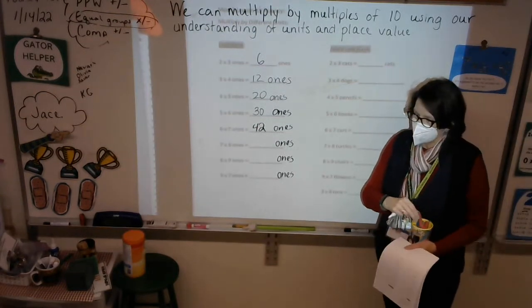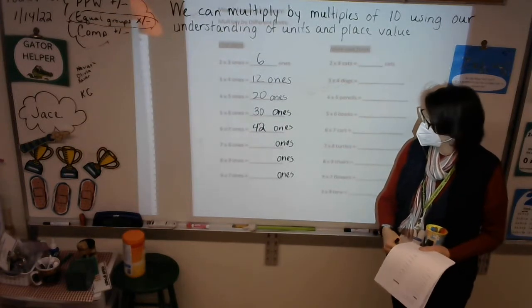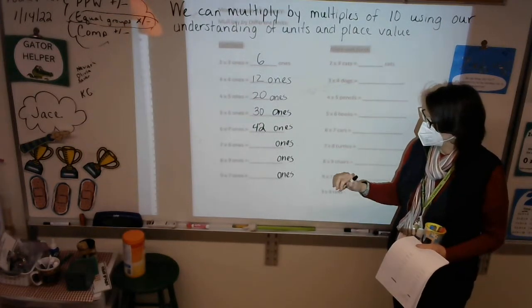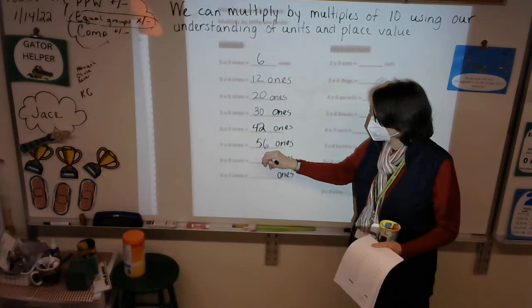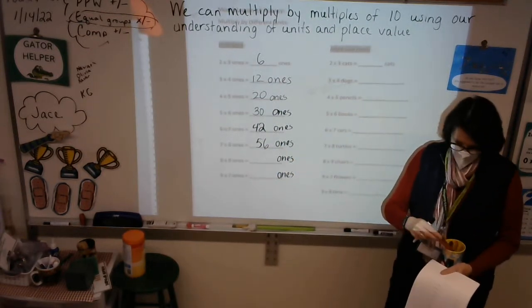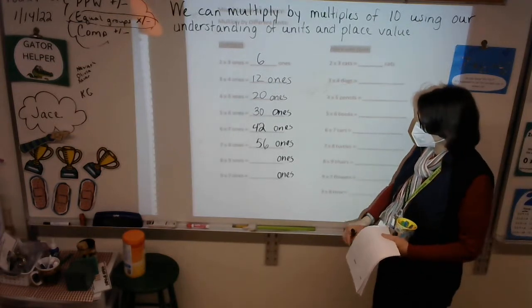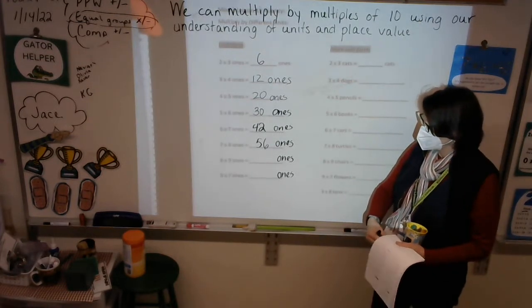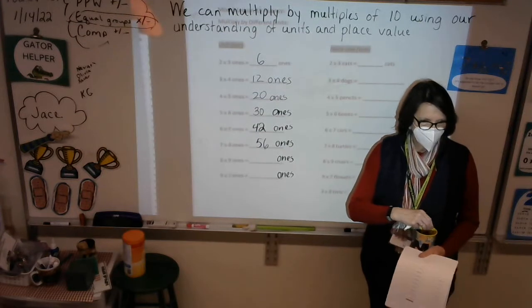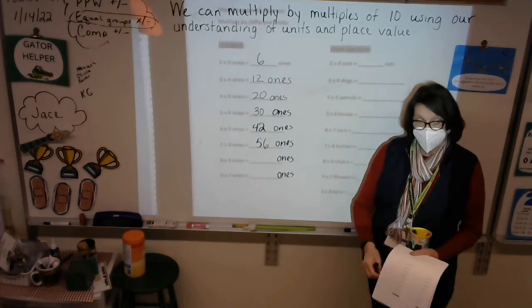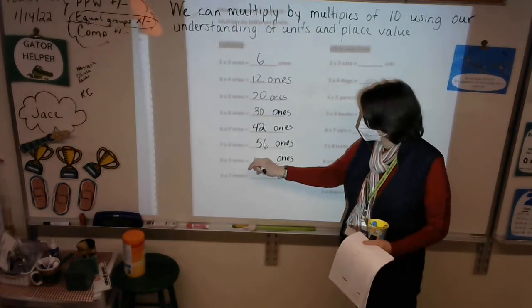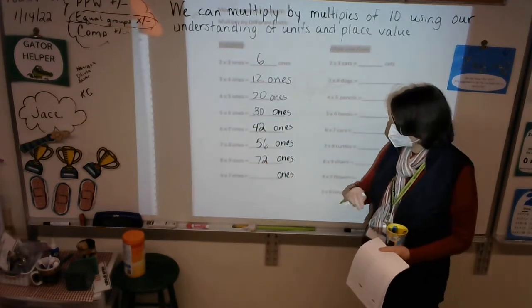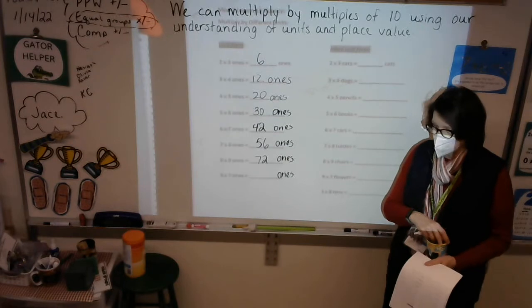7 times 8 ones. Give us that one, Jace. Nice, I like the way you read the whole sentence. Good job, bud. And then how about the next one? Derek, 8 times 9 ones. 8 times 9 ones. 72 ones. And then Xavier, you have the last one, 9 times 7 ones.